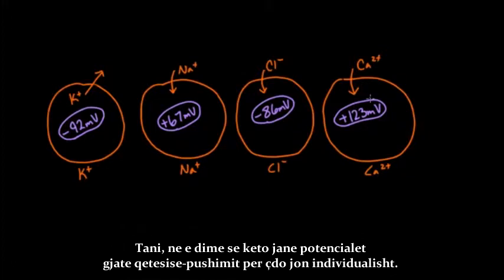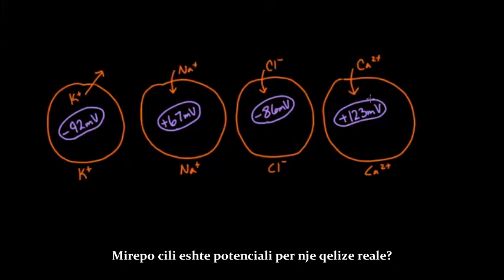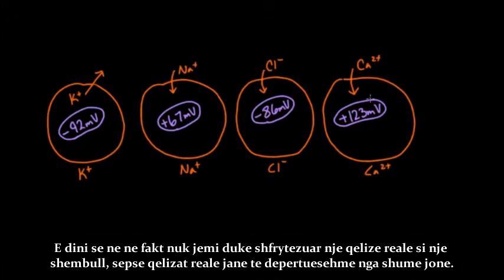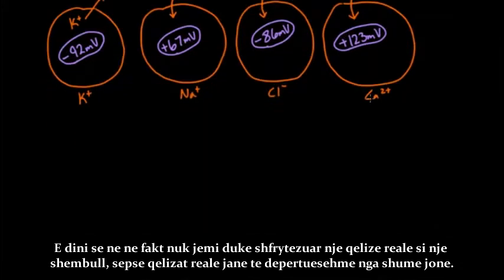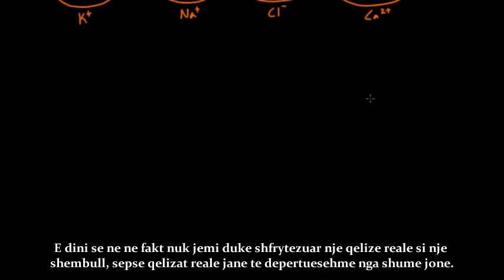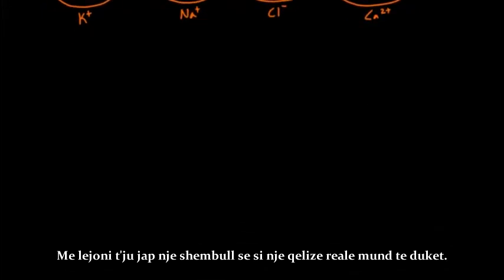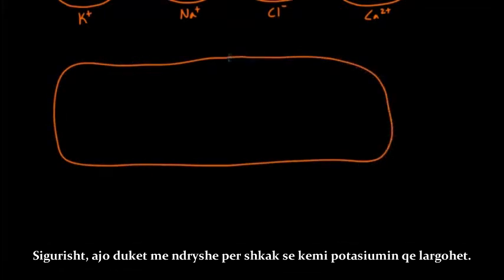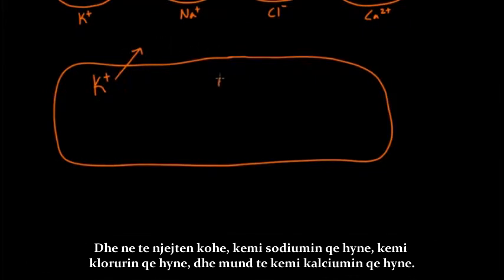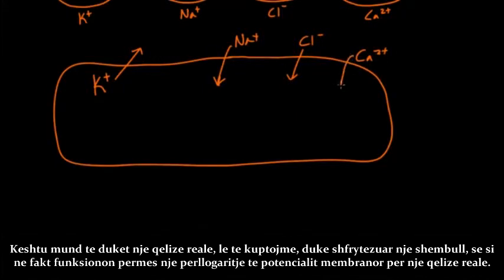So now we know that these are the resting potentials for each individual ion, but what is the potential for a cell, a real cell? And we're not actually using a real cell as an example because real cells are permeable to multiple ions. So let me actually give you an example of what a real cell might look like. Of course, it looks slightly different than that because you actually have potassium leaving, and at the same time you might have sodium entering, you might have chloride entering, and you might have calcium entering. So this is what a real cell would look like.